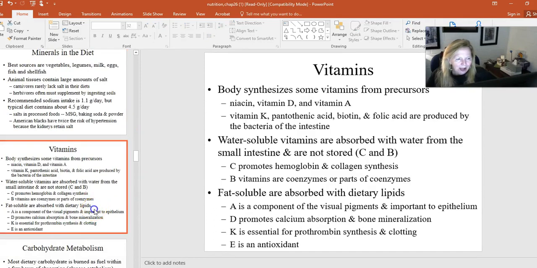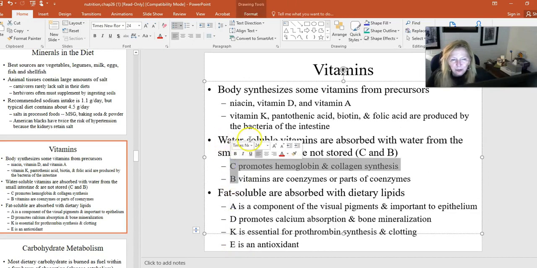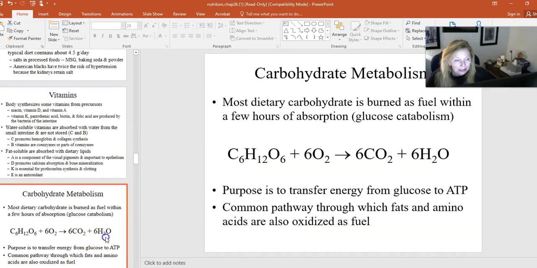All right, if I'm skipping through something, it's just FYI. We do need vitamins. We said that A, D, K, and E are all fat soluble. C and B are going to be water soluble, so they're going to be absorbed no matter what, even if you're not eating like you should.